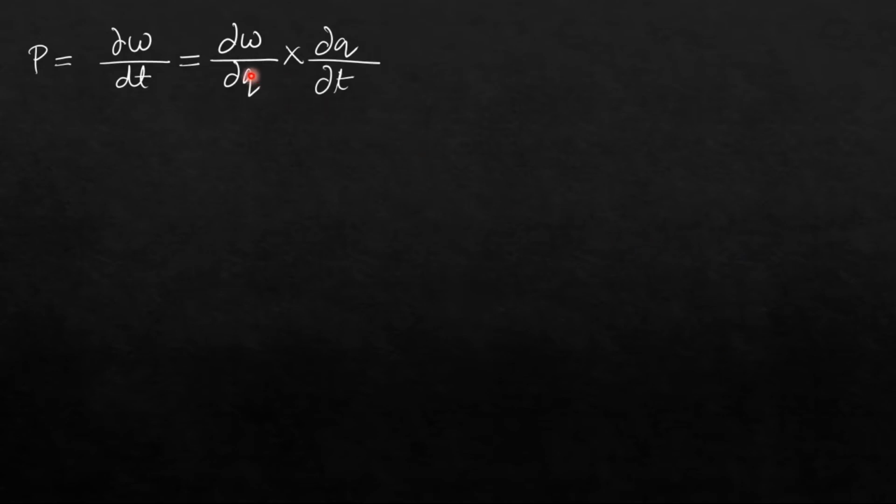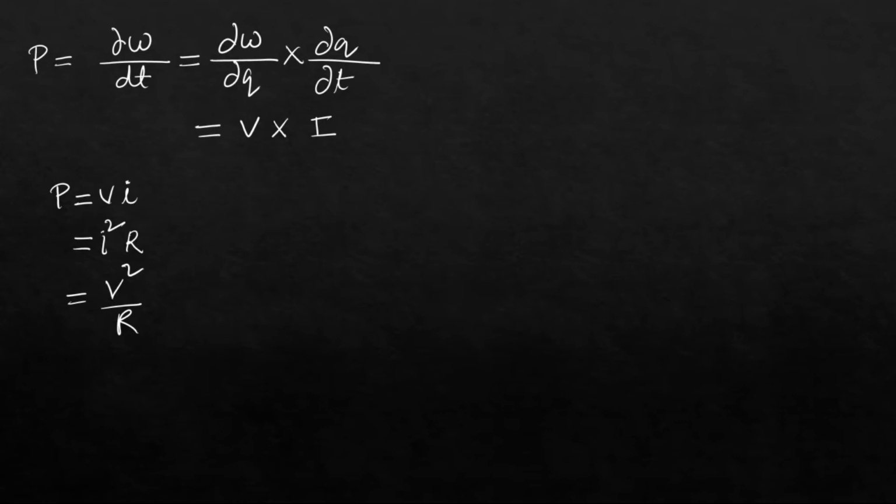Now what is the power of a resistor? Power is the rate of work done, dW by dt. That is dW by dq, if you apply chain rule, times dq by dt. Now dW by dq is a potential and dq by dt is a current. So the electrical power is equal to voltage into current. In our case, voltage into current will come out to be I square R, or we can say V square by R. I am replacing V with IR, it becomes I square R.